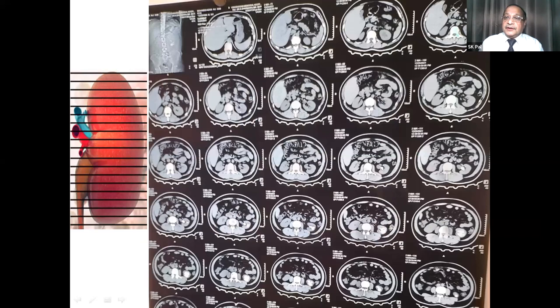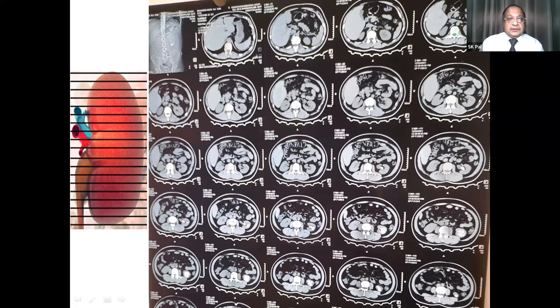Now, if you try to identify the upper pole of the left kidney, this is the upper pole of the left kidney. In these 1, 2, 3 films the left kidney is seen, and you see the shadow of the colon is far away. As you come down, this is the shadow of the colon, which you can identify in the NCCT itself. As you approach near the lower pole, this is the colonic gas shadow. At the lower pole where there are some stones, this is the colonic gas shadow. So the colon is not coming posterior or even lateral to the kidney.